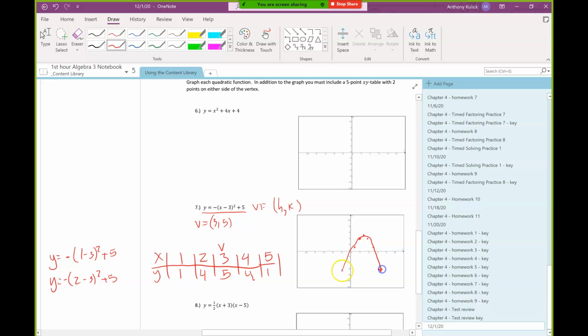Something like that. Little messy, but you get the drift. It's hard to draw a neat graph on OneNote.